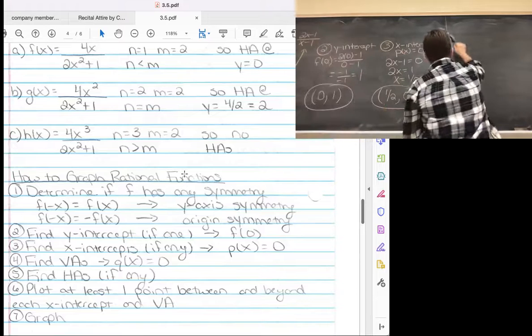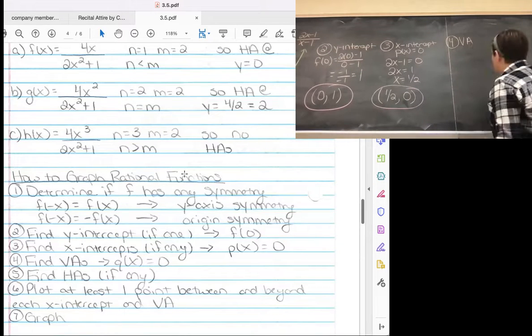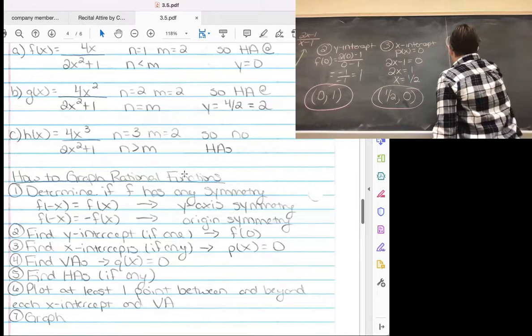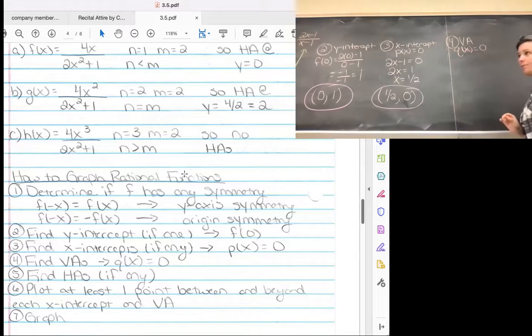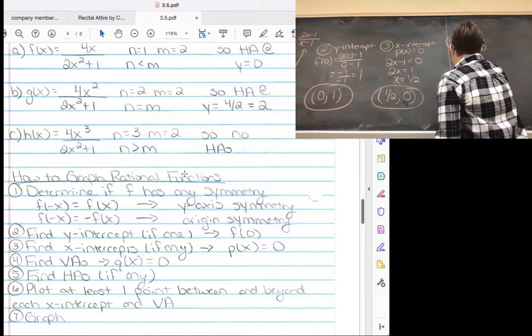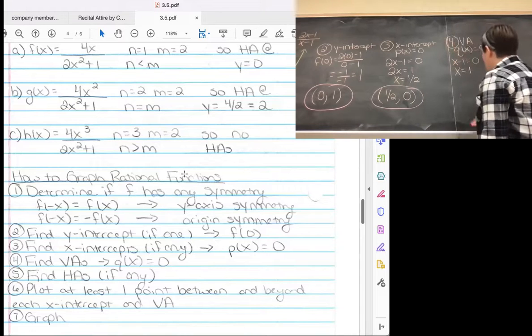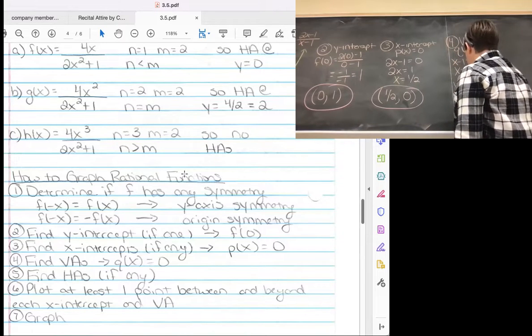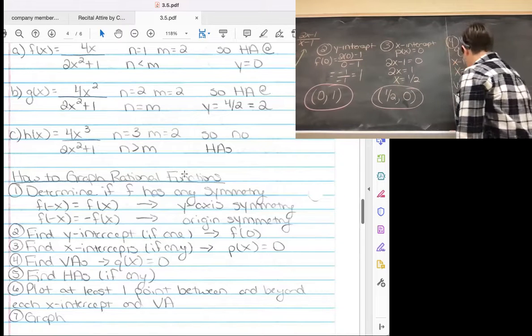Step 4 is where we find our vertical asymptotes. And we do that by setting Q of x, or our bottom equation, equal to 0. So in this case, that's x minus 1 equals 0. So we have x equals 1. So I have a vertical asymptote at x equals 1.